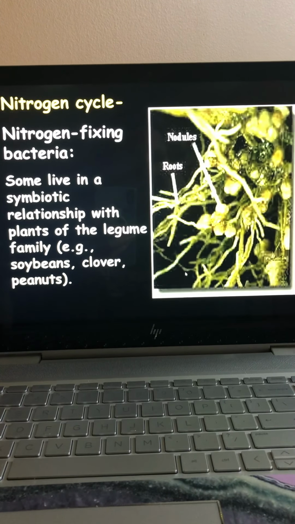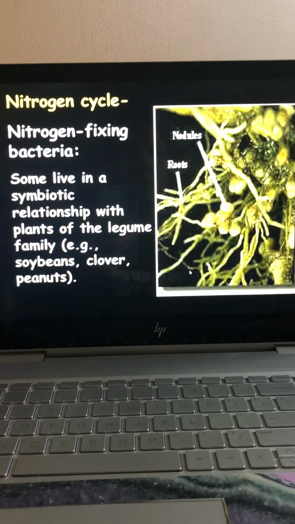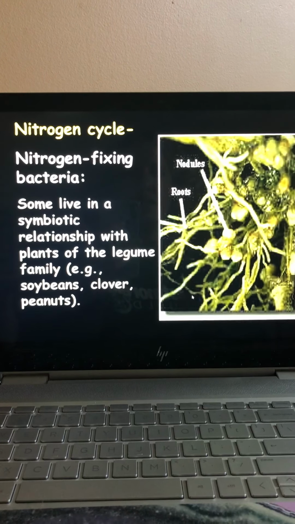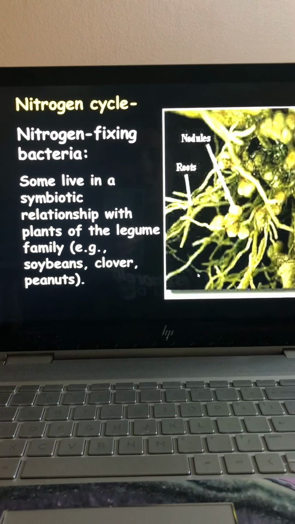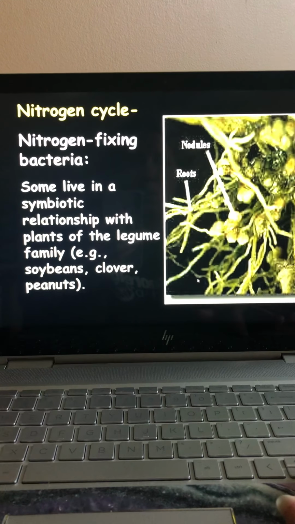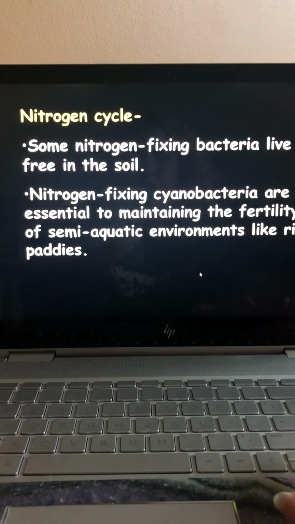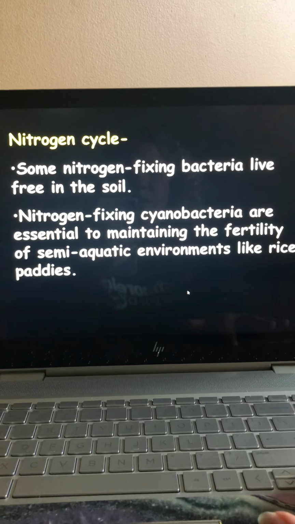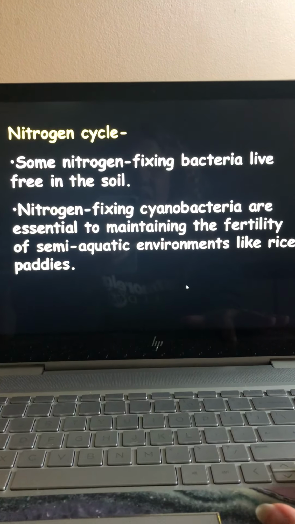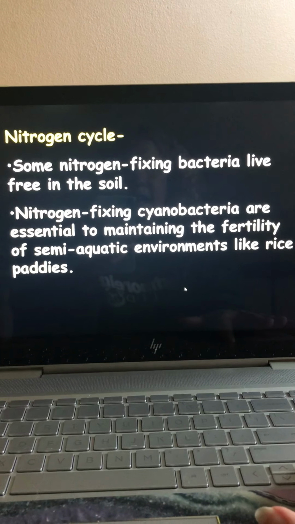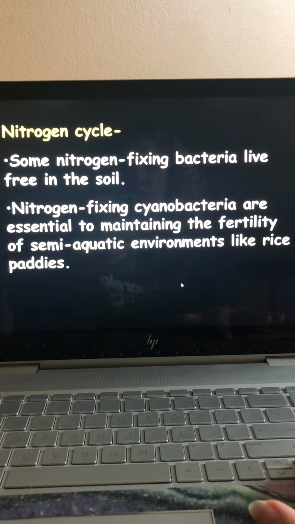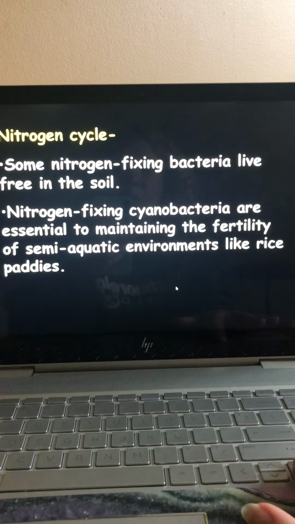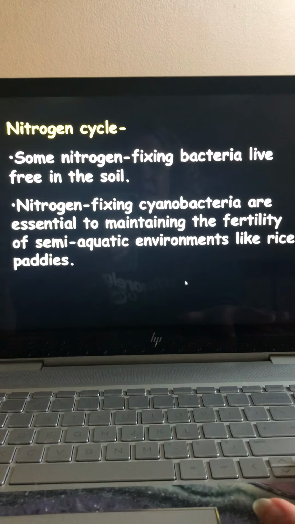And if you look at the nitrogen cycle, this slide we don't really need to know. It's showing the symbiotic relationship, which we don't really need to know about, so I'm just going to skip over this one. Some nitrogen fixing bacteria can live in the free soil, and some nitrogen fixing cyanobacteria are essential to maintain the fertility of semi-aquatic environments like rice paddies. These are all just extra information. We don't really need to know this.